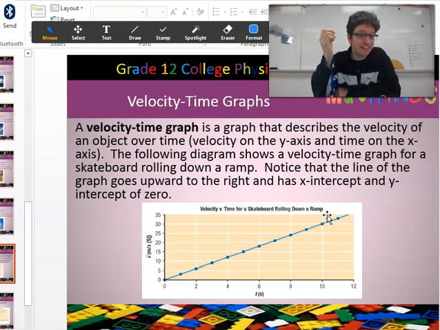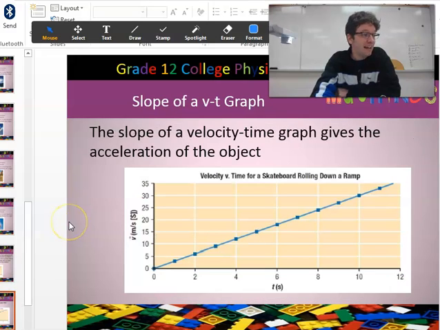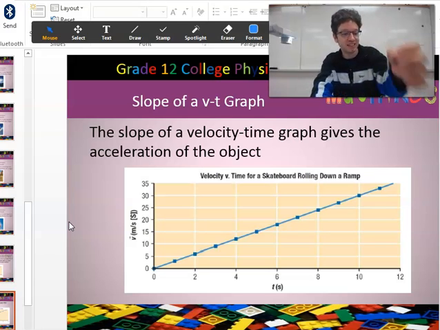Now, it is possible for your velocity time graph to be a curve as well, but that only happens when acceleration is not constant, and we're not going to be looking at those cases in this course. In this course, we're only going to look at the cases where acceleration is constant, and we can figure out that acceleration from a velocity time graph. Just like the slope of a position time graph told us the velocity, the slope of a velocity time graph tells us the acceleration. So let's go on to the next question, and we'll actually calculate acceleration from a velocity time graph.